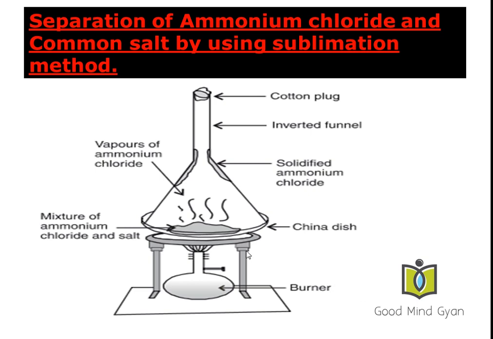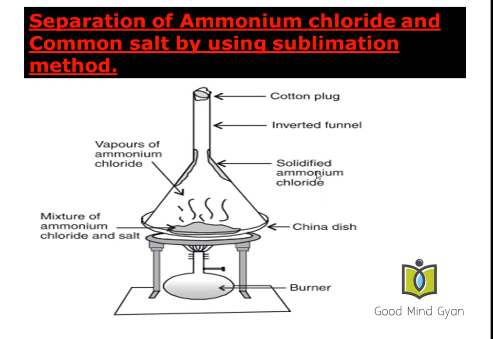So we will be taking the mixture in a china dish, which is also called an evaporating dish. And we will place an inverted funnel over it in such a way that one end is closed with a cotton plug. So now when we heat this with the help of a burner, you will find vapors of ammonium chloride which come and settle on the inner side of the funnel. On cooling, you will find solidified ammonium chloride.